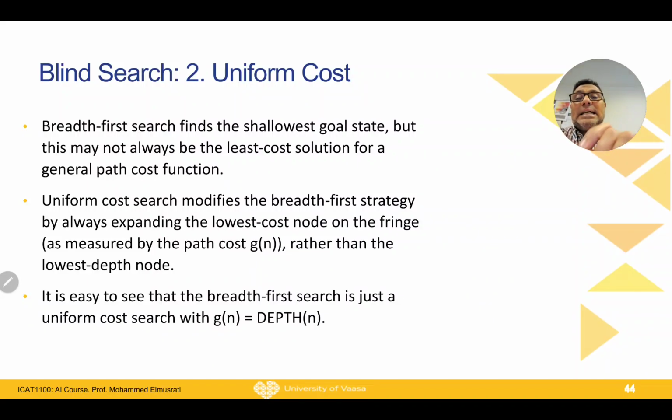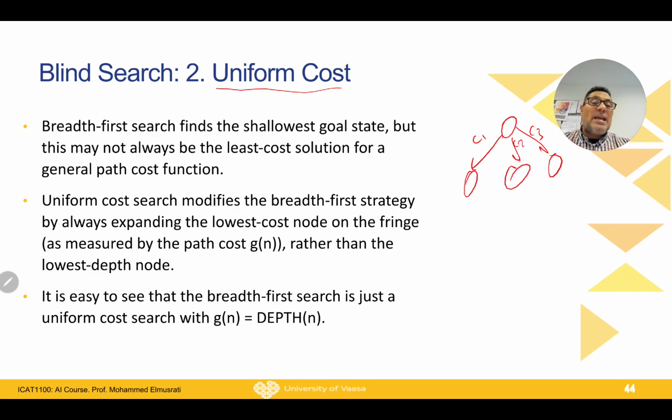Okay, and the second one is uniform cost. In uniform cost, for those nodes in the frontier, we select the one which has the minimum cost. If we have different costs to move from state to state, for example this is cost 1, cost 2 and cost 3.